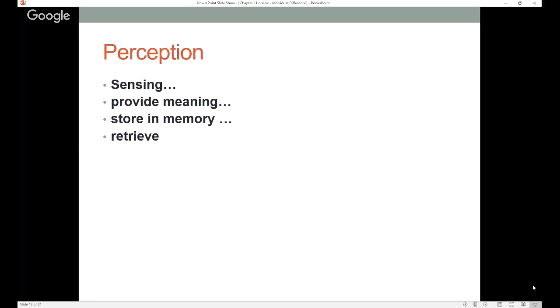So perception are these steps: sensing, the first two steps, sensing and providing meaning. These first two steps are what perception is. And people are different in how they perceive things because their senses are different from each other. No two people have the same retinas. No two people have the same skin receptors. No two people have the same background, which means the way they provide meaning to what they see will be different.